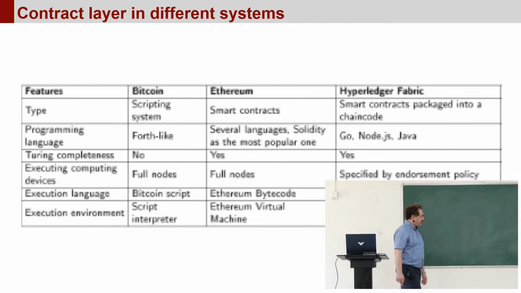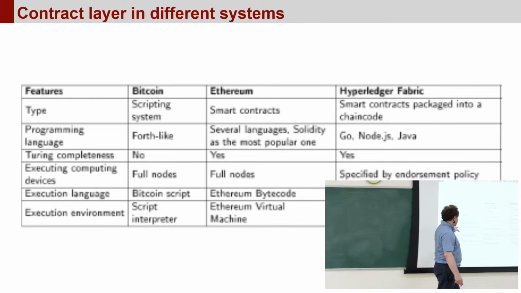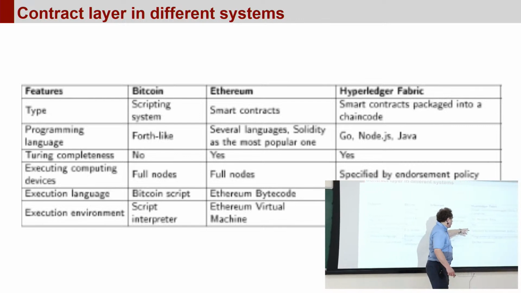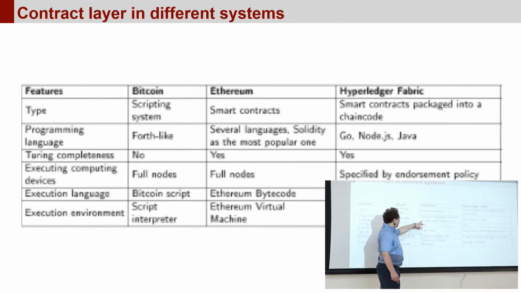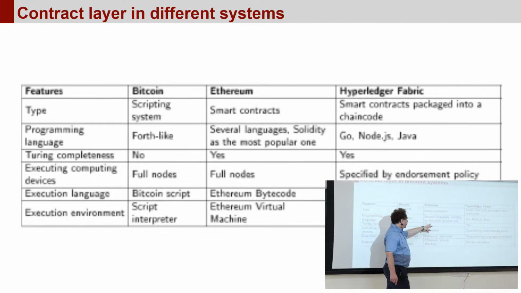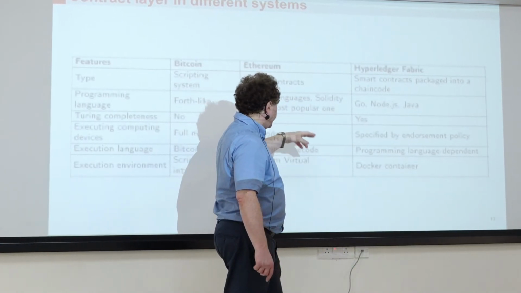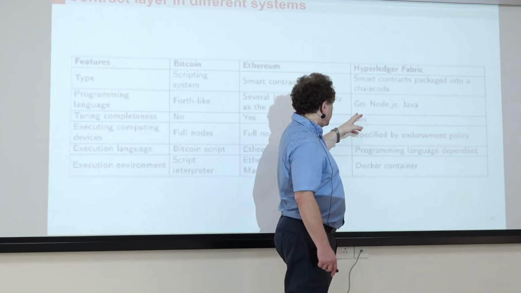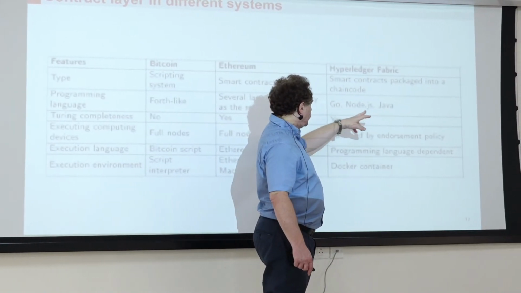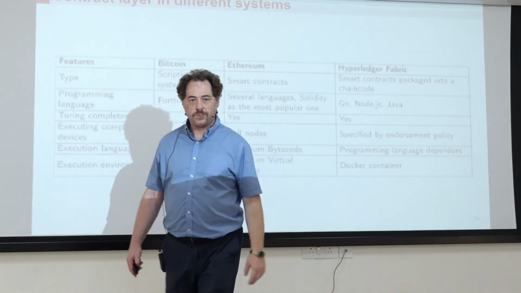The table here just pretty much summarizes what I said. Turing completeness: Ethereum and Fabric both provide Turing completeness. Languages: Ethereum supports several languages such as Vyper, but Solidity is the most popular one. In Fabric, what are the popular languages for writing contracts? Golang, Java, and Node.js, JavaScript.